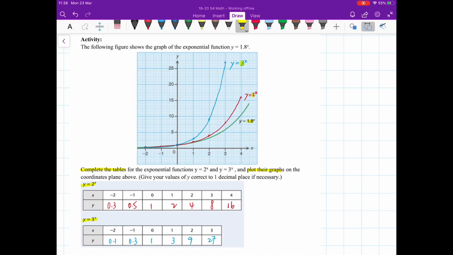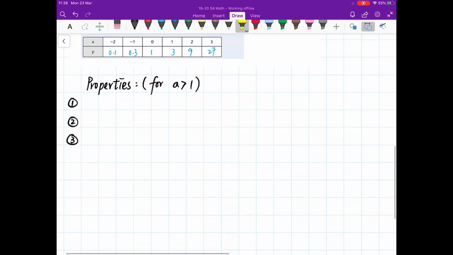Then the next property is where is the intersection of these graphs? Where do these graphs intersect? And the answer is here. And the value is (0, 1). And finally, the third property is that the graph must be above the x-axis. So these are the 3 properties of exponential functions. I will mark it down below.